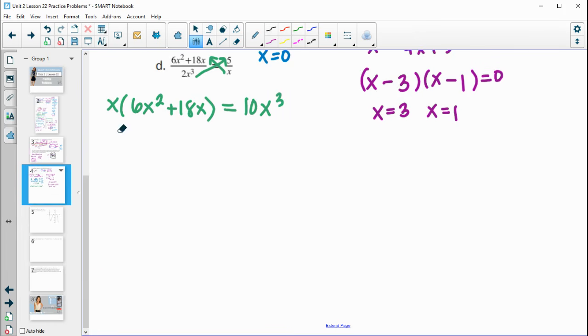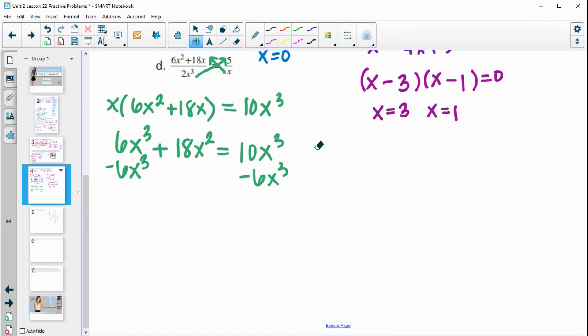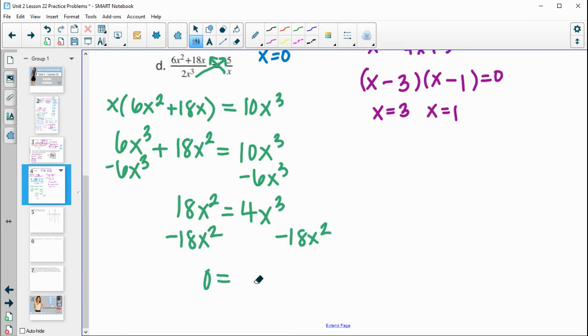So then let's distribute the x in. So we get 6x cubed plus 18x squared equals 10x cubed. So then let's get these terms all on the same side. Now, I don't want my first term to be negative, so I'm going to subtract everything over to the right side. So we're going to get 18x squared equals 4x cubed. Then I'm going to subtract 18x squared from both sides. So I'm going to get 0 equals 4x cubed minus 18x squared.